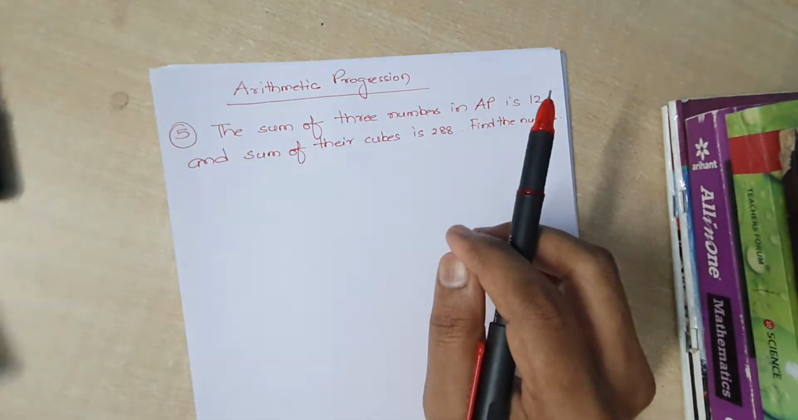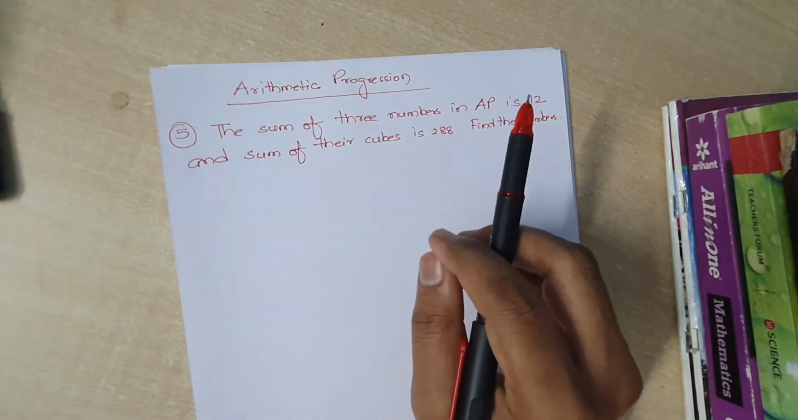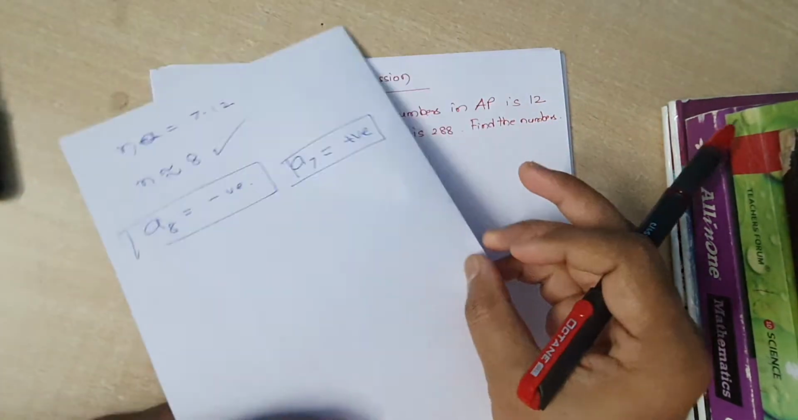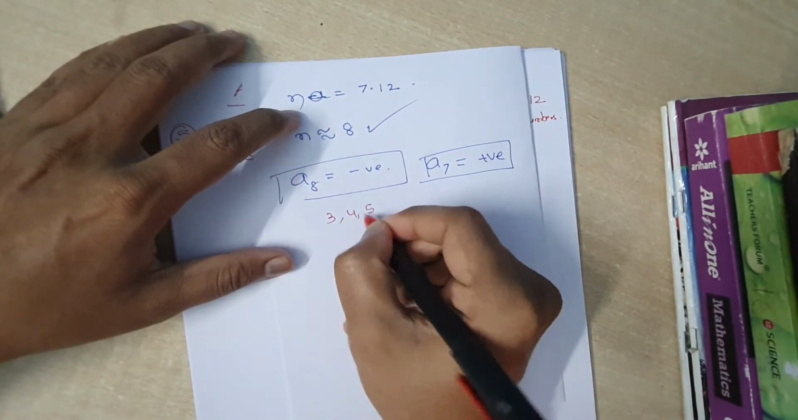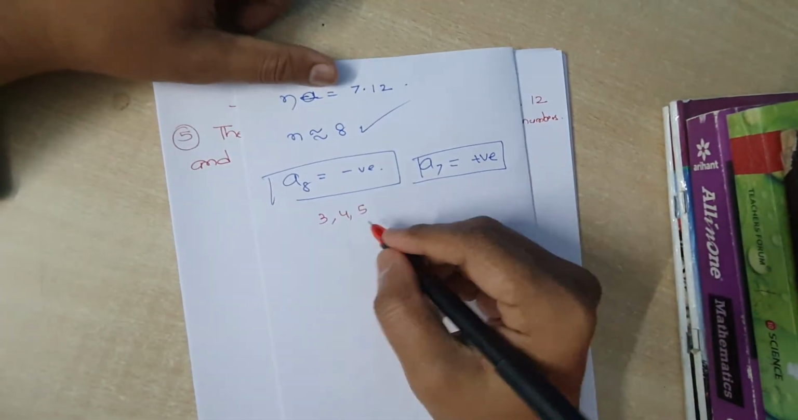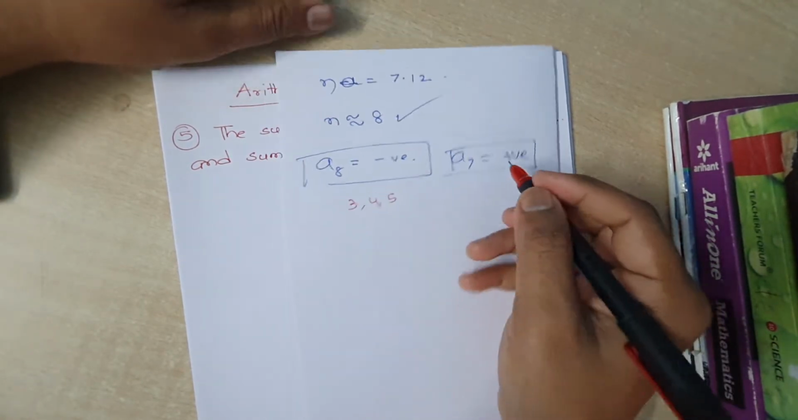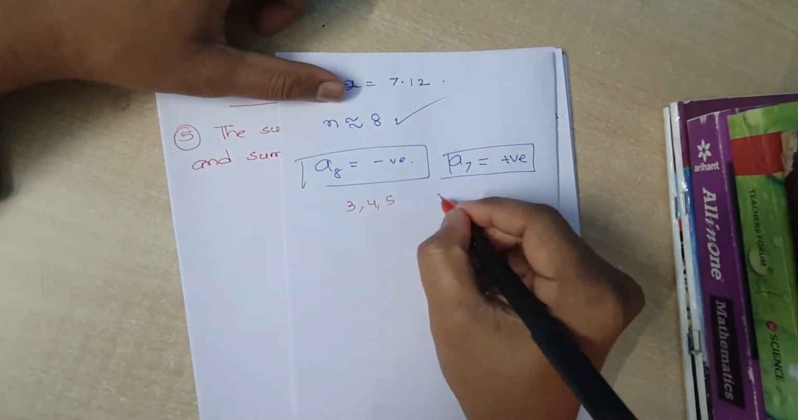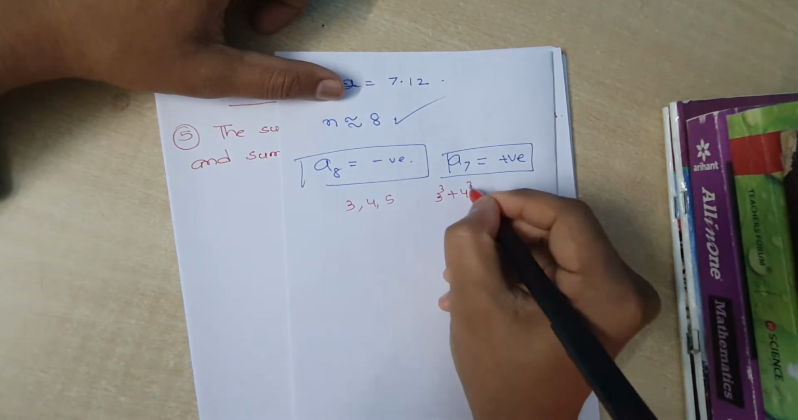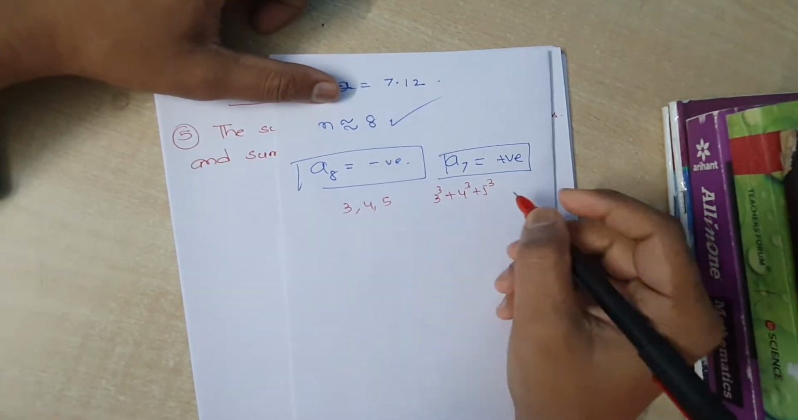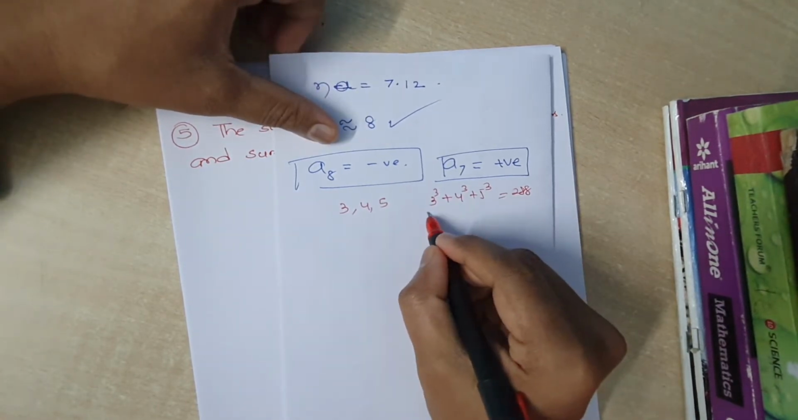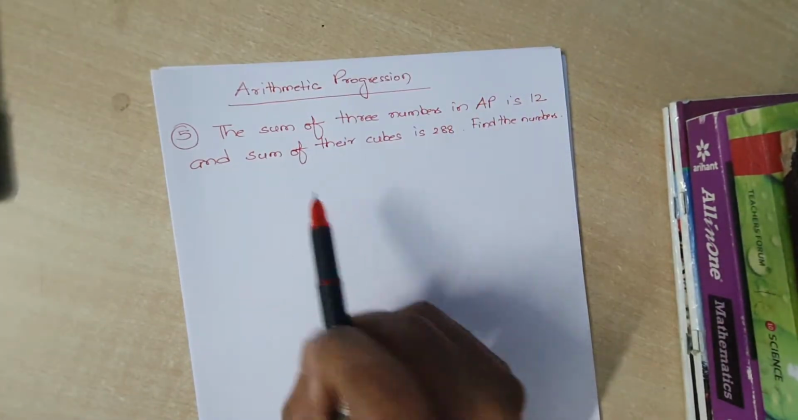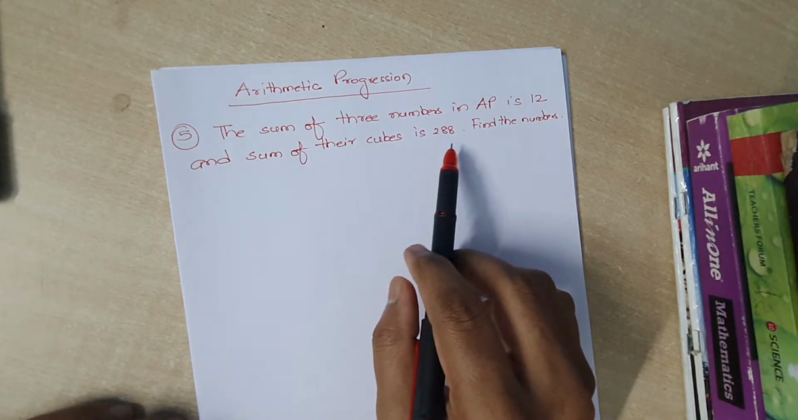For example, if it was say 3, 4, 5. Suppose these are the three numbers. Then sum of their cubes means what? 3 cube plus 4 cube plus 5 cube is equal to 288. That is how it is said. I am not, this is just an example. So here sum of their cubes is 288.